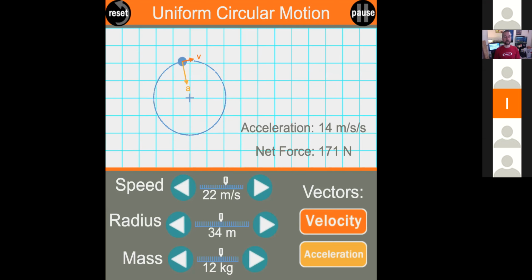But the tape will just want to continue going in whatever direction it's going. Questions about how the acceleration and the velocity vectors work? All right, feel free to ask in the chat.